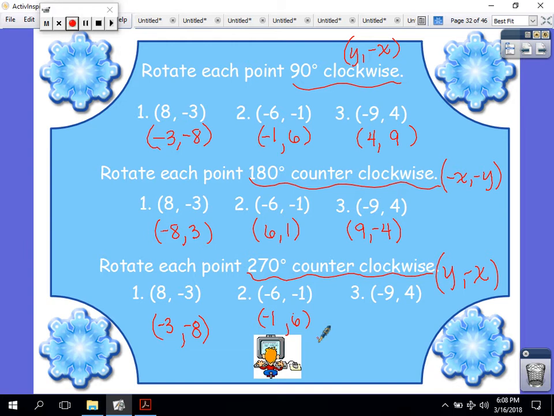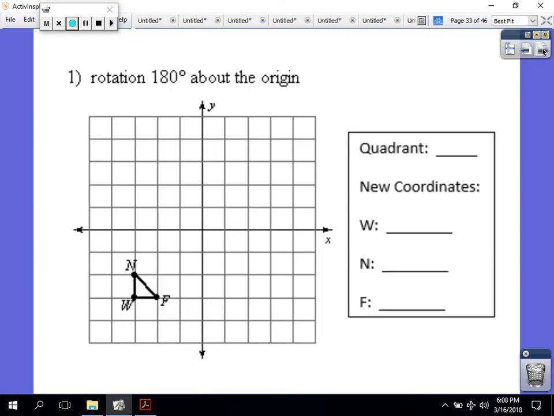All right, number 3, so the 4 is going to move up into the x position. It's going to stay the same. So that's the y value, so it comes to the front, and -9 changes to its opposite, so it becomes +9 in the second position. So the solution is 4, 9. I'm sure you did great on that one. All right, let's do a couple in the coordinate plane.